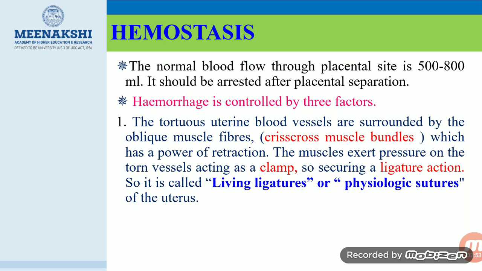About hemostasis, the hemorrhage is controlled by 3 factors. The first factor is that the tortuous uterine blood vessels are surrounded by oblique muscle fibers. We call these crisscross muscle bundles, which have a power of retraction. The muscles exert pressure on the torn vessels, which acts as a clamp, that is ligature action. So they are called living ligatures or physiological sutures of the uterus.